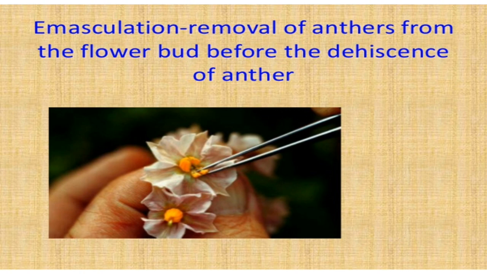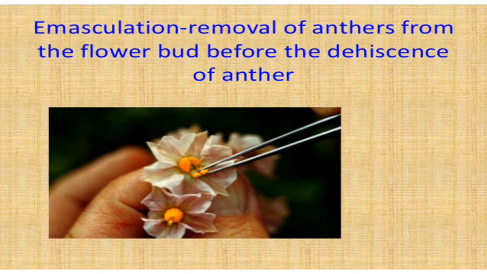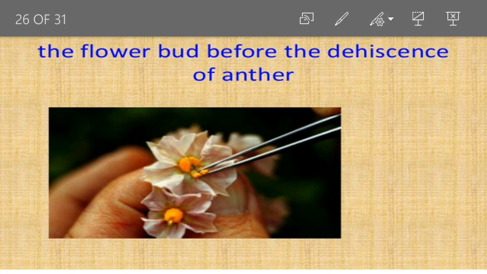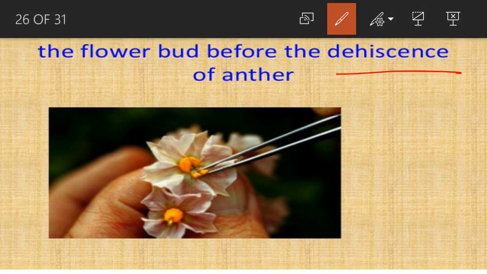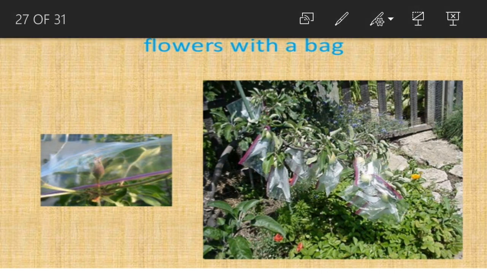Now this shows emasculation. Emasculation is the removal of the anthers from the flower bud before the dehiscence of the anther. So when the anthers are removed, it is emasculation. Now after the removal of the anthers, the covering of the flower with polythene sheets is known as bagging.